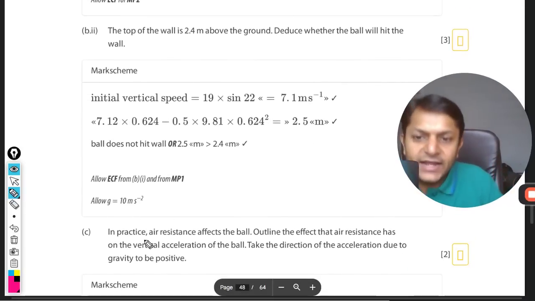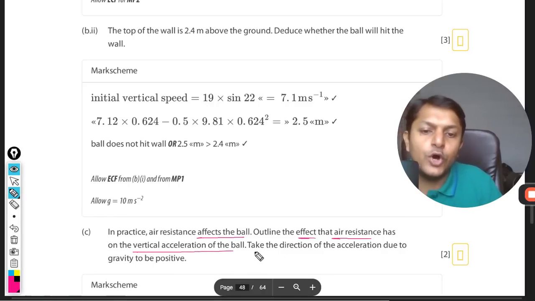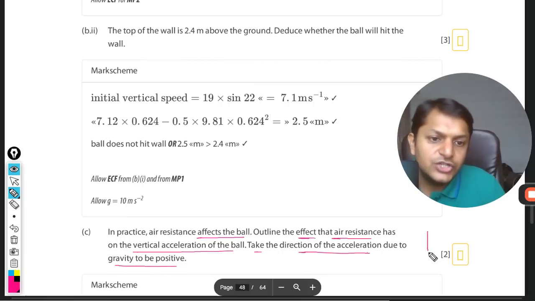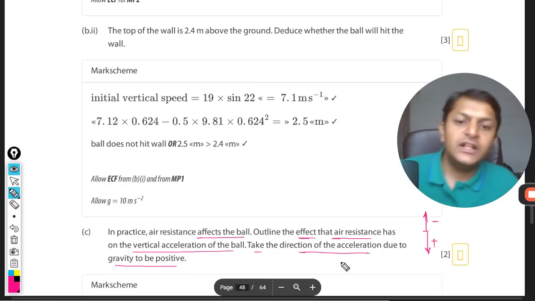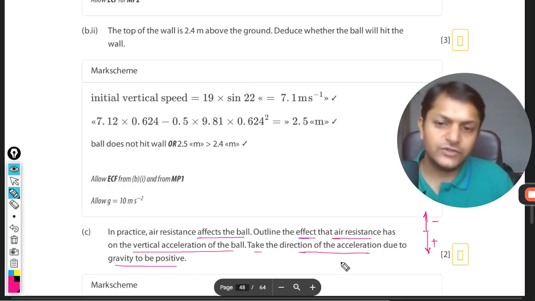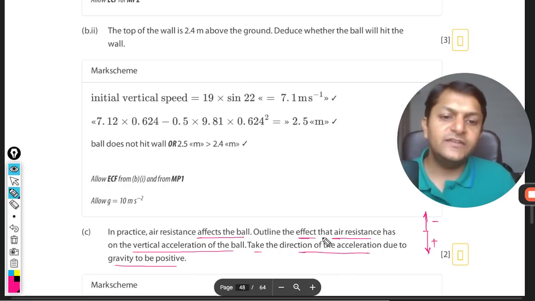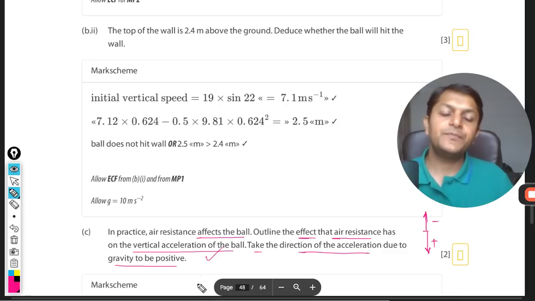Okay. In practice, air resistance affects the ball. Outline the effect the air resistance has on the vertical acceleration of the ball. Take the direction of the acceleration due to gravity to be positive. So downward will be taken positive, the upward will be taken as negative. It is already given there. That is why we are choosing it like that. Now, outline the effect of the air resistance on the vertical acceleration.